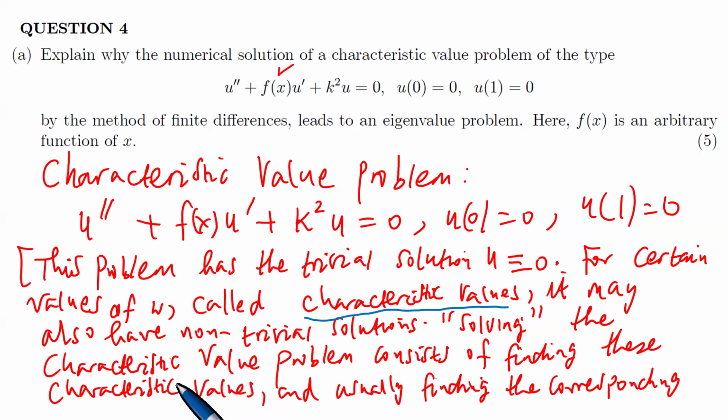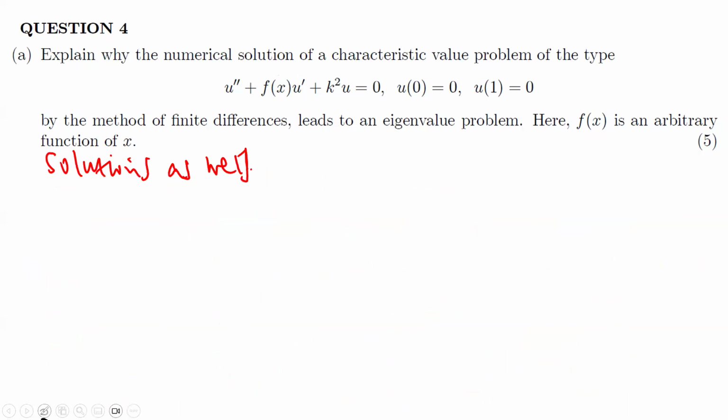Solving the characteristic value problem consists of finding these characteristic values, which we call w, and usually finding the corresponding solutions as well. Now, to actually elaborate fully for the 5 marks, we will take note of the following, and this is how we'll approach the problem.